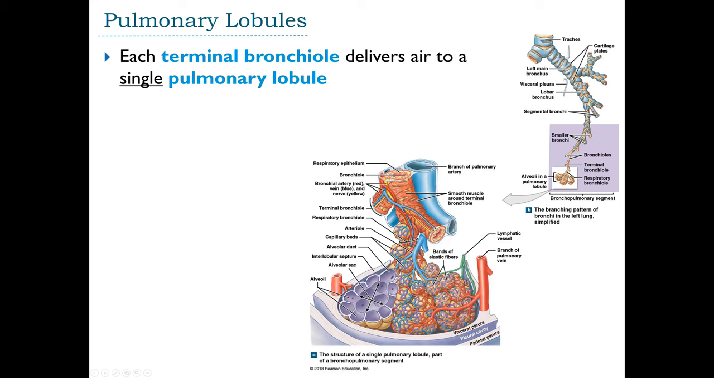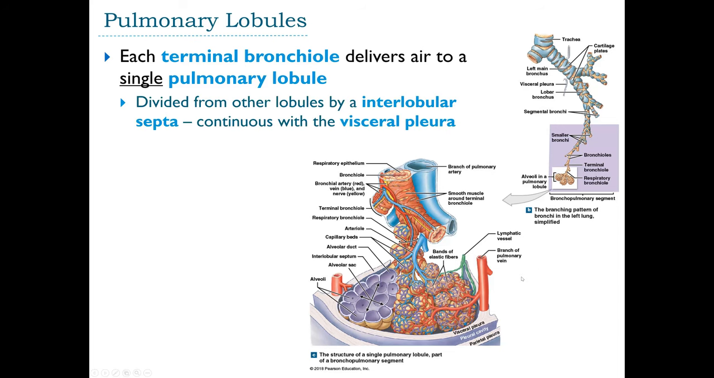A pulmonary lobule would be represented here in this top right picture, and this is a close-up view of a single pulmonary lobule. The lobules are divided from other lobules by interlobular septa. The interlobular septum would be this barrier right here that separates this lobule from the next lobule. Notice that the interlobular septa is continuous with the visceral pleura, which is the membrane that lines the outside of the lung itself. So the visceral pleura will be on the outside, and then it's going to dive in to form these interlobular septa that divide one lobule from another.